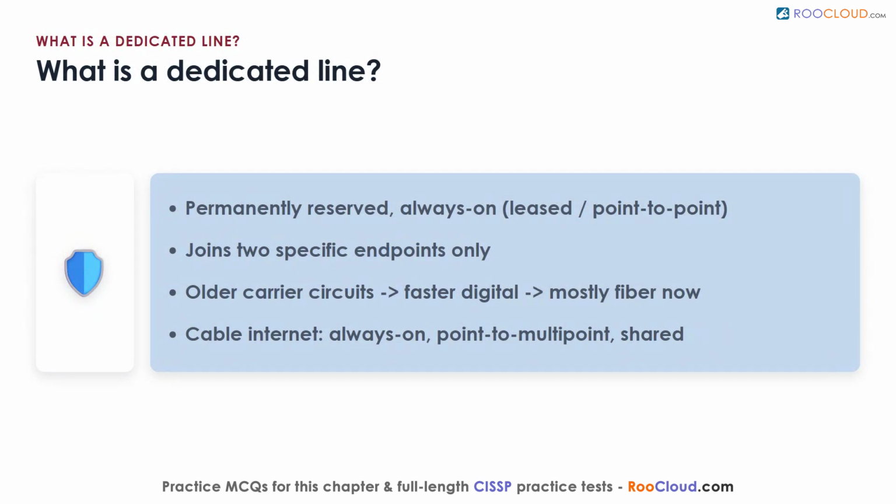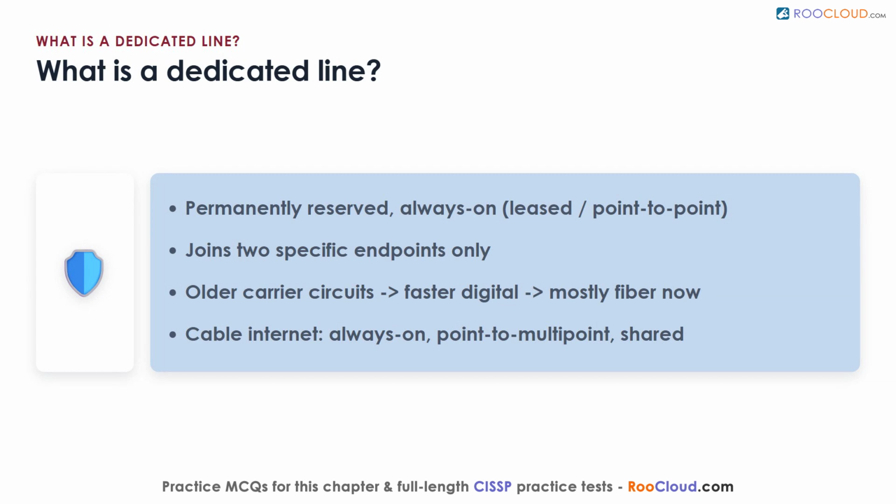What is a dedicated line? It is a connection permanently reserved for one customer, always on and waiting for traffic. Often called a leased line or point-to-point link, it joins two specific endpoints, and only those two, which is why businesses use it to tie multiple locations together as one. Over the years, these range from older telephone carrier circuits at modest speeds up to faster digital services, alongside legacy options that have mostly given way to fiber.